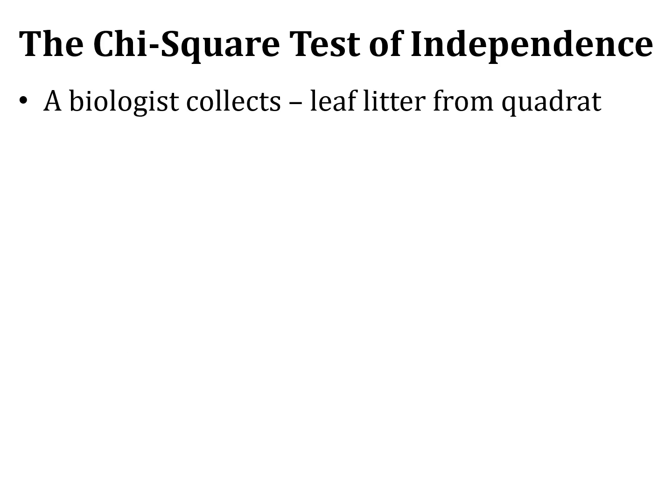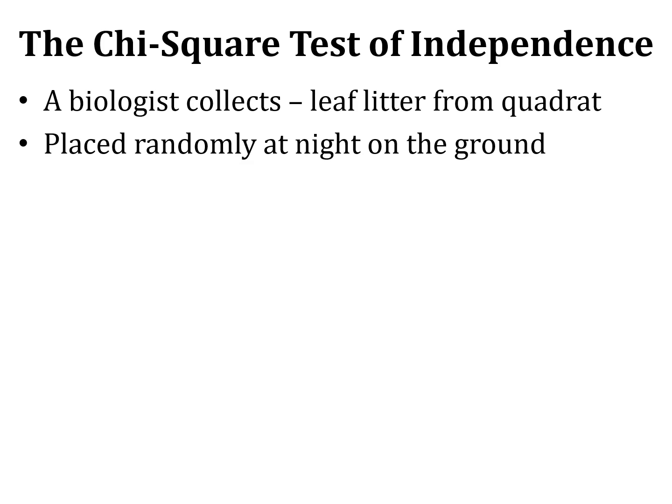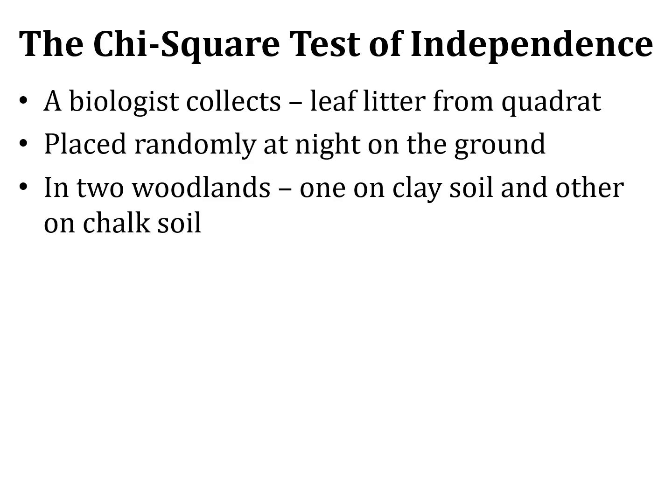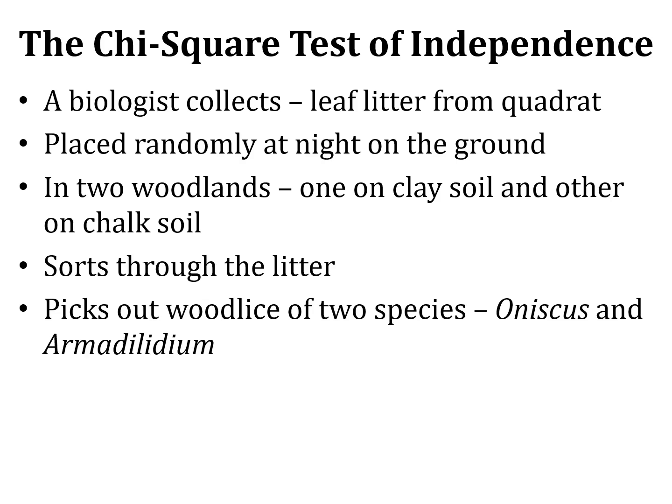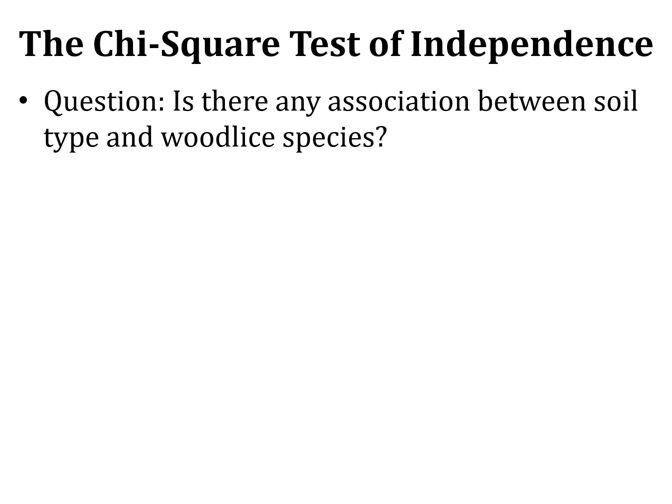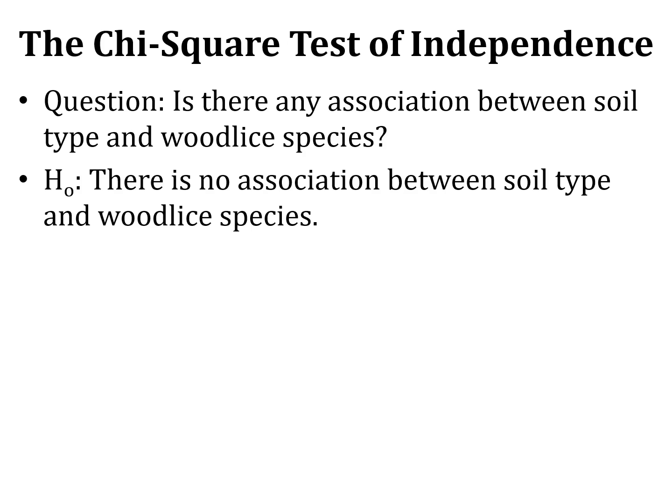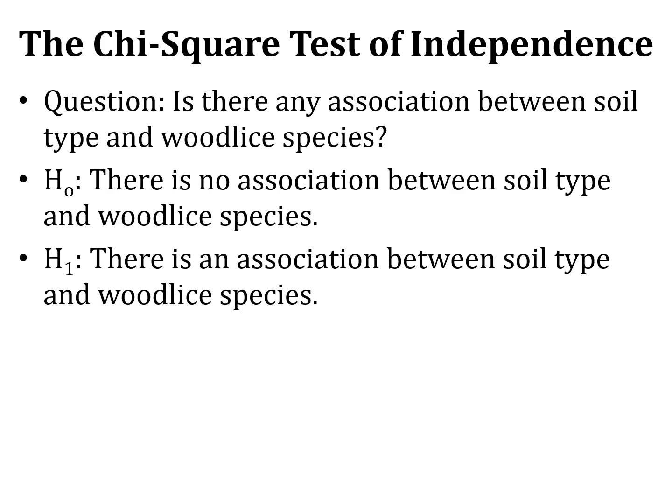Now we will see an example. A biologist collects leaf litter from quadrats, and these quadrats are placed randomly at night on the ground in two woodlands, one on clay soil and the other on chalk soil. Then he sorts through the litter and picks out wood lice of two species, Oniscus and Armadillidium. Now the question is, is there any association between soil type and wood lice species? The null hypothesis is there is no association between soil type and wood lice species, and the alternate hypothesis is there is an association between soil type and wood lice species.